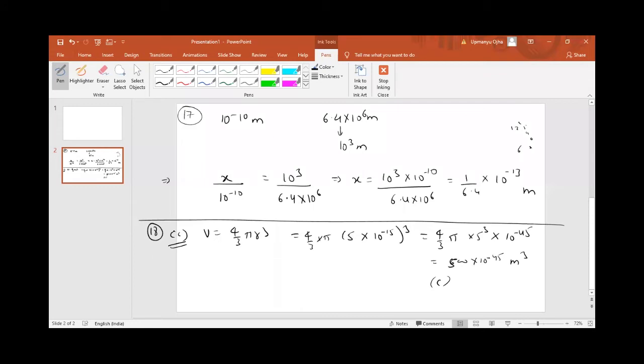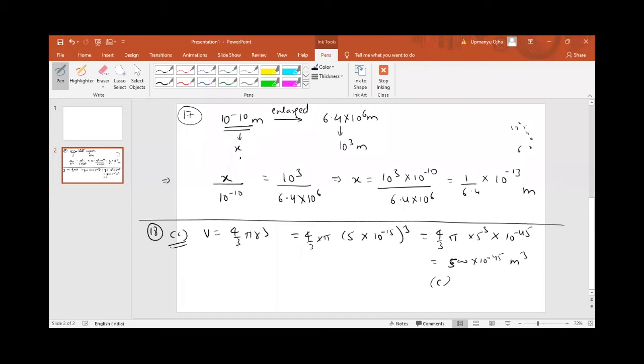Okay. 17, C. The 17th question is that, read the question carefully, that if the size of the atom is 10 to the power minus 10 meter, okay, now we have enlarged this atom to a size of the earth. When you enlarge, the atom size is 6.4 into 10 to the power 6 meters, and the size of the nucleus of the enlarged atom is 10 to the power 3 meter. They are asking you to find the size of the nucleus in the atom, this atom, that is 10 to the power minus 10 meter atom.